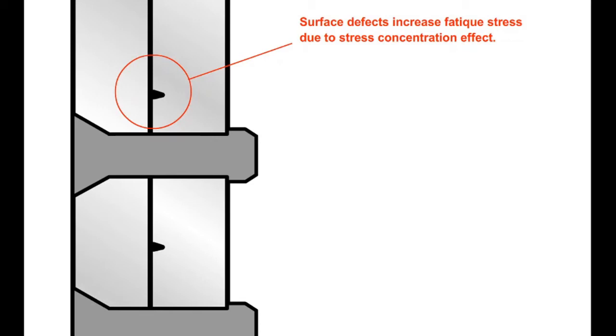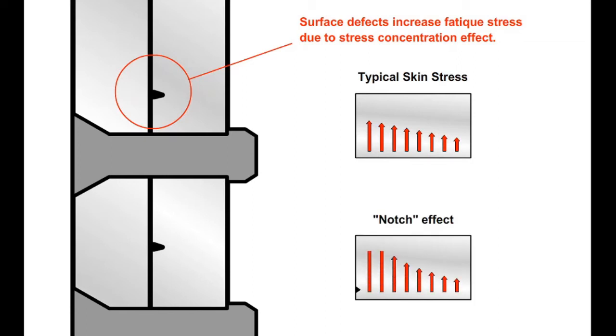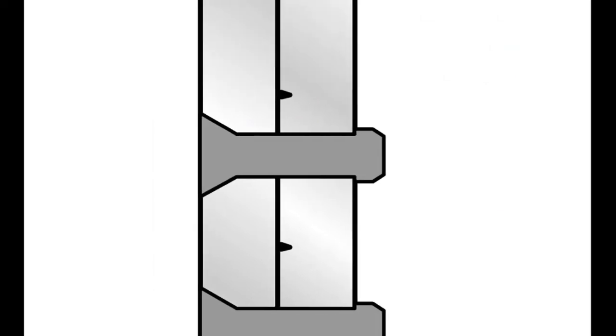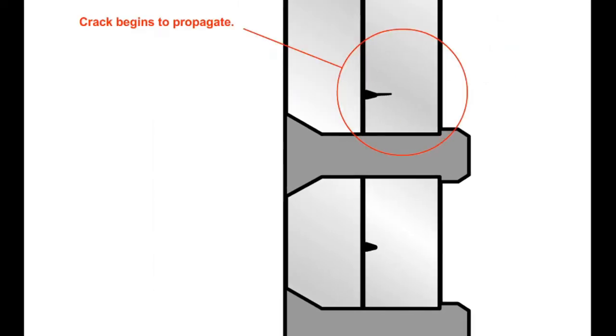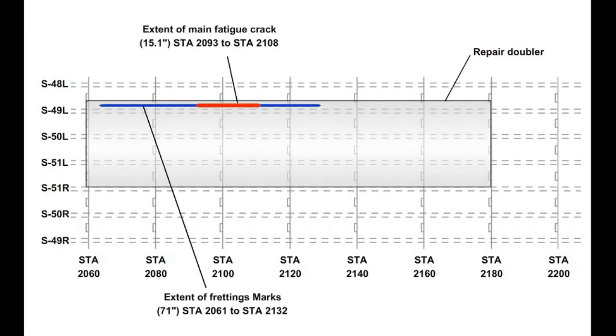The following is an illustration of the effect of a notch. The skin stress is fairly uniform through the thickness of the skin. At the notch location, the local stress at the notch is increased far beyond fatigue stress design values. The increased local stress at the notch initiates a fatigue crack, and the crack continues to grow undetected with subsequent flight cycling.